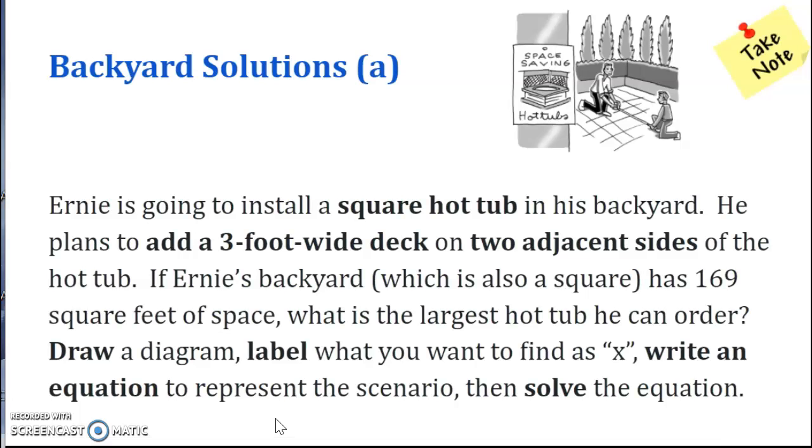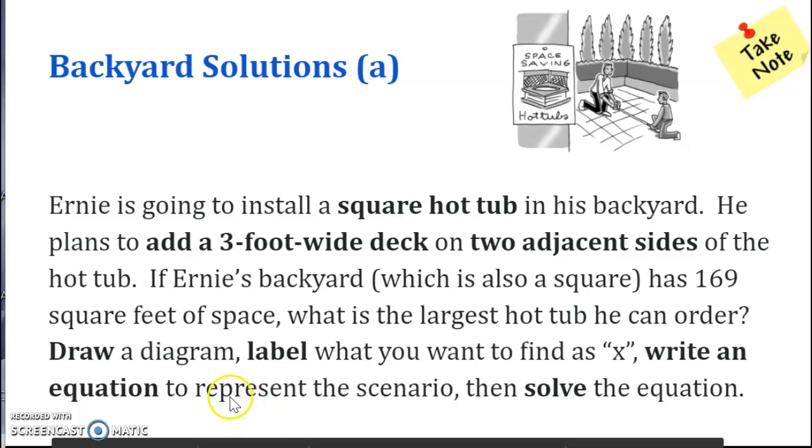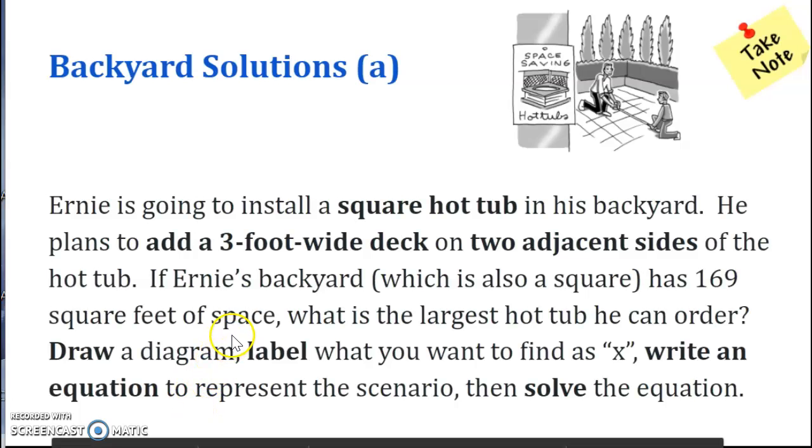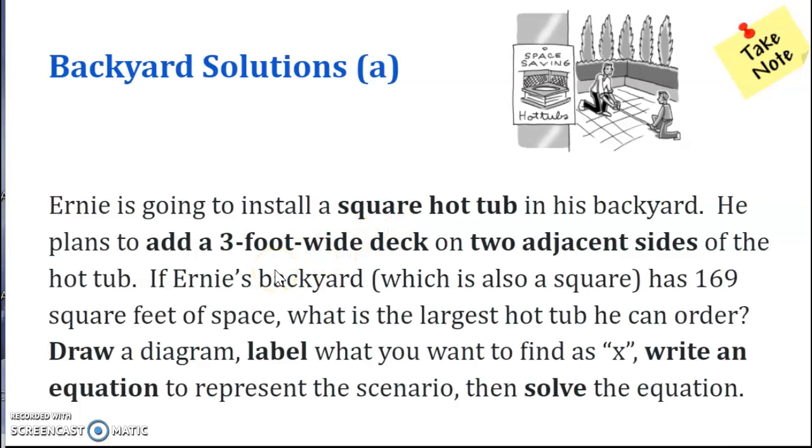We're going to tackle some application problems. Ernie is going to install a square hot tub in his backyard. He plans to add a 3-foot wide deck on two adjacent sides of the hot tub. First, try to visualize a hot tub that's square in shape. That shape would have 4 sides, but out of the 4 sides, only 2 are going to have the deck. Can you picture that in your head?